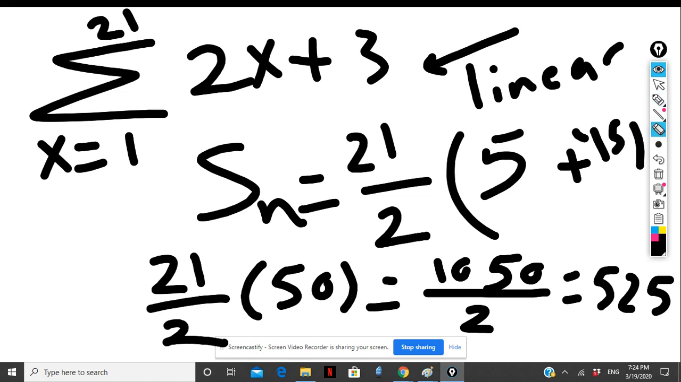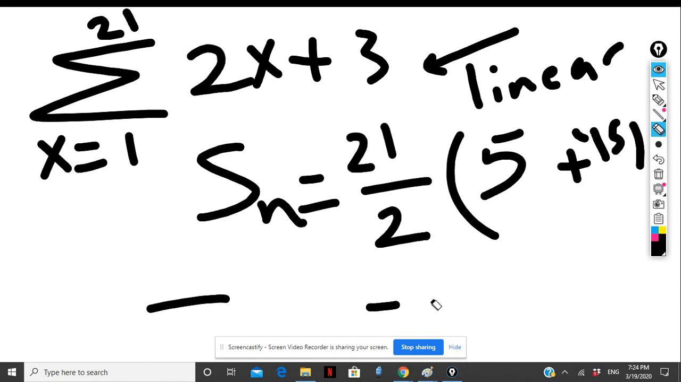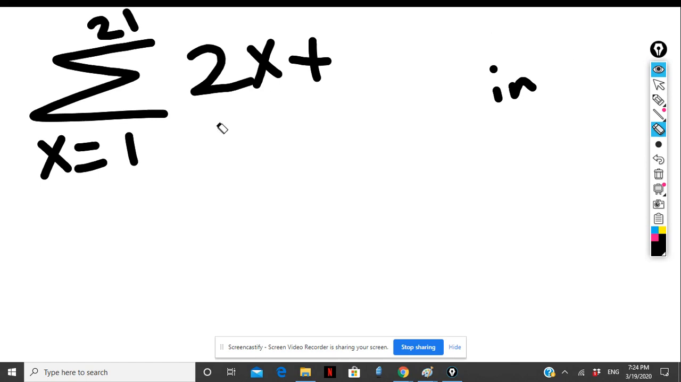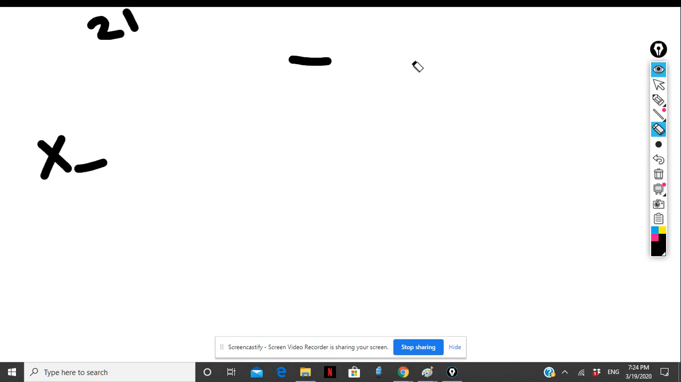Okay, so now this is sigma notation for an arithmetic sequence. I'm going to upload another video for sigma notation for infinite series and sigma notation for geometric series.